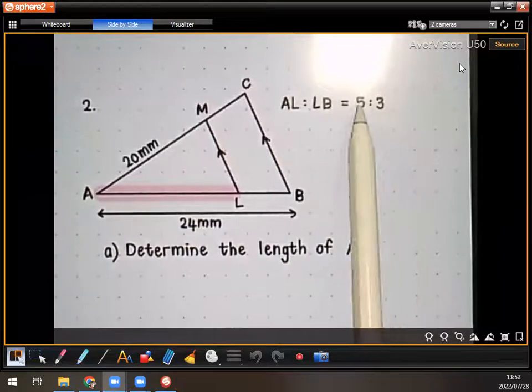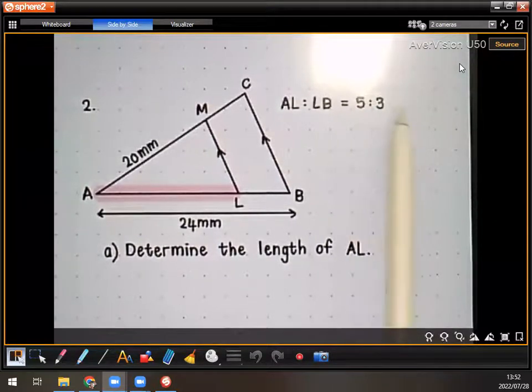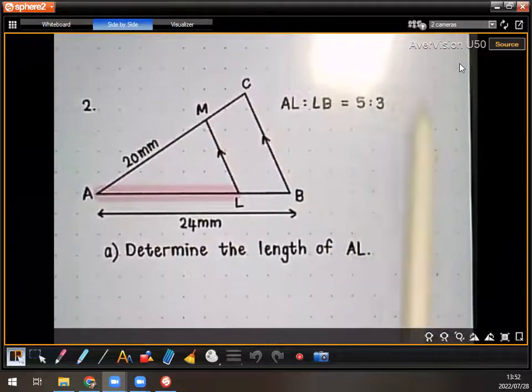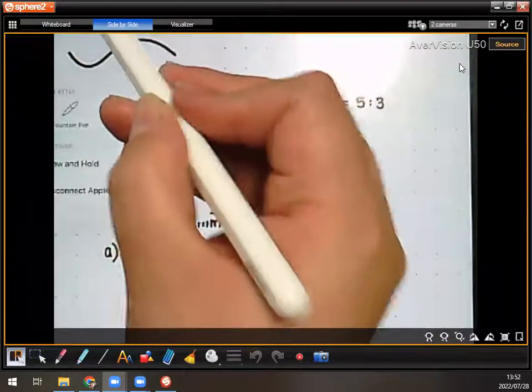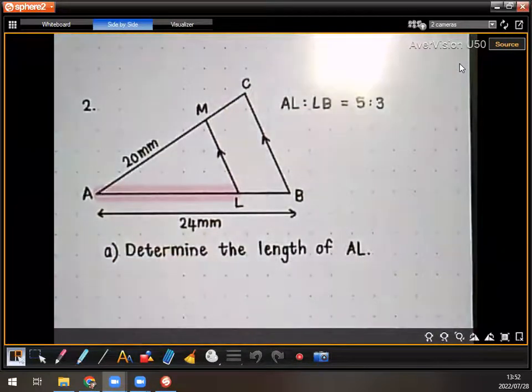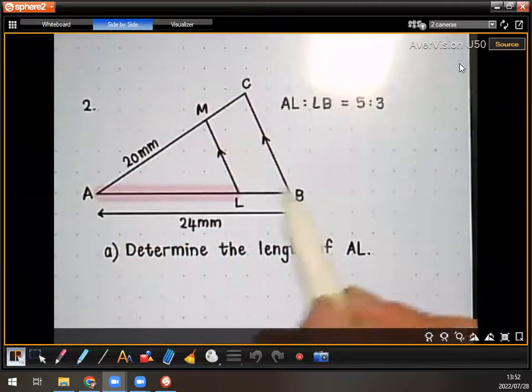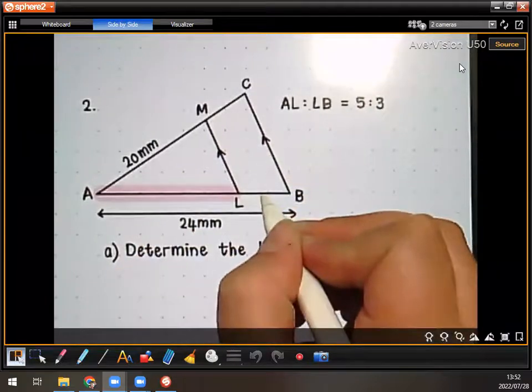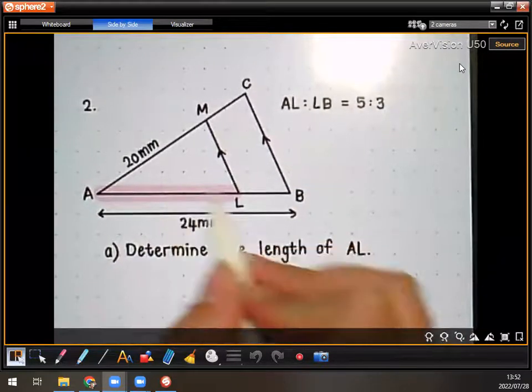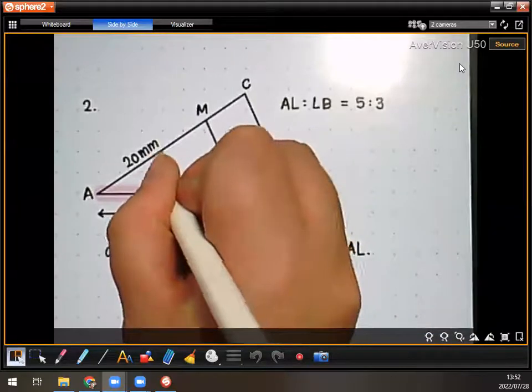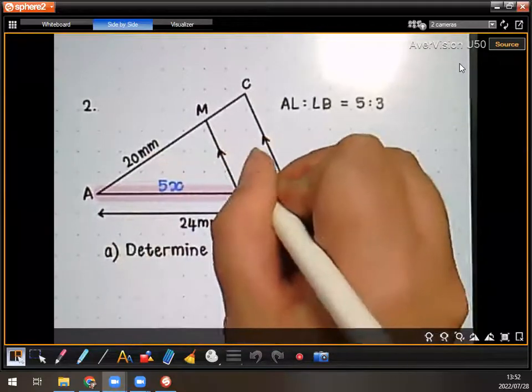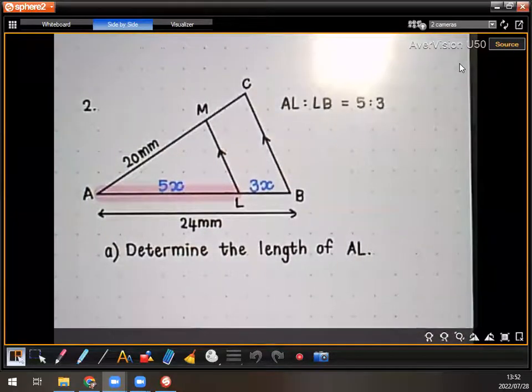Does that mean that this is 5 millimeters and 3 millimeters? No, just the ratio, right? It can't be 5 and 3 because this is 24 millimeters. You can fill that in on your diagram, but you cannot just write 5 and 3, because it's going to look like you're saying that this is 5 millimeters and this is 3 millimeters. So what you can do is put them in terms of a variable, to show the ratio on your picture. So 5x and 3x.